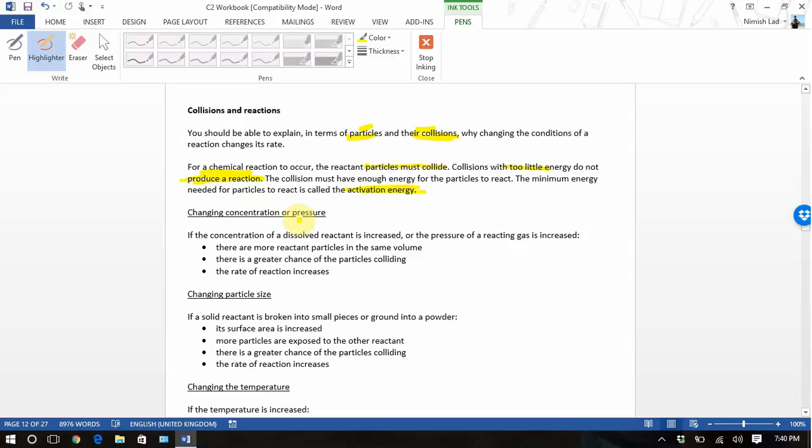So change in concentration or pressure, what does that actually do? What you're doing there is you mean there's going to be more reactant particles in the same volume, therefore there's a greater chance of particles colliding, therefore the rate of reaction increases. So there'll be more reactant particles in the same volume that have the activation energy, therefore there's a greater chance of the particles colliding and transferring that activation energy, therefore the rate of reaction increases. The solid is now broken into smaller pieces, the surface area is increased, more particles are exposed to the other reactant, there's a greater chance of the particles colliding with the activation energy, therefore the rate of reaction increases.